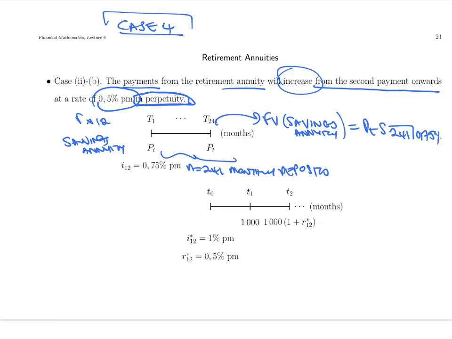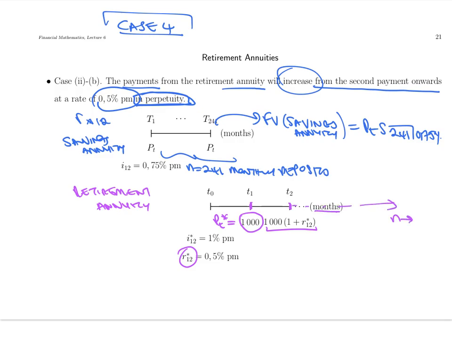Now let us look at the retirement annuity. This is where there are changes that are taking place. So this is his retirement annuity. What is happening in his retirement annuity? He makes a first withdrawal at T1, and the first withdrawal at T1 is just the value of the payment. It's just PT star. But what happens from the second withdrawal onwards? Those payments are increasing at this monthly growth rate. Why is it a monthly growth rate? Because I'm making the withdrawals monthly.